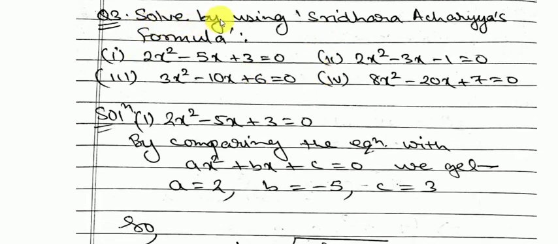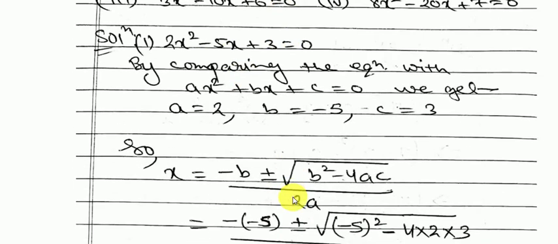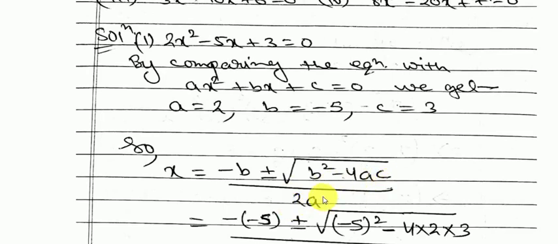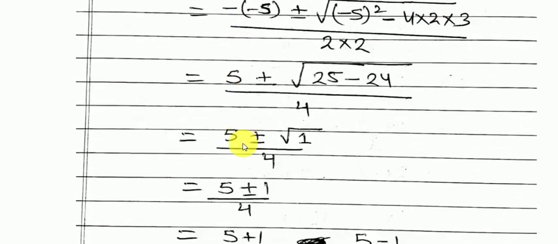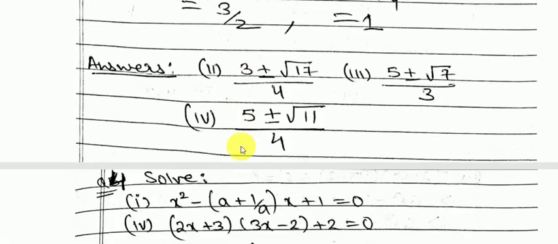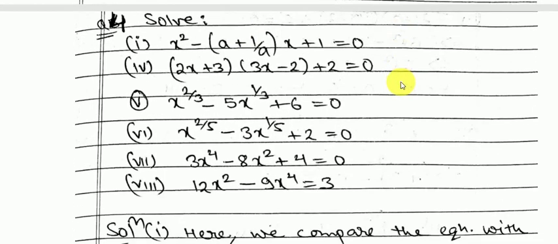Then question number 3: solve by using Sridhar Acharya's formula. You know how to do this; you have done it in class 10 also. That formula is x = (-b ± √(b² - 4ac))/2a. Here is the first question. If you compare with the general equation ax² + bx + c = 0, then a is 2, b is -5, and c is 3. So substitute the values and you will get the answer. The remaining three you may try by yourself. Answers are given over here.